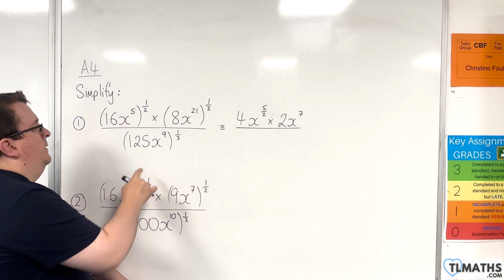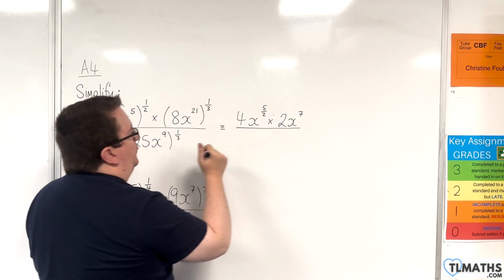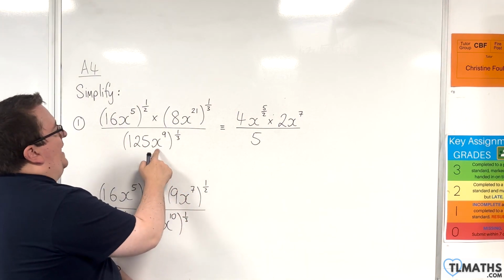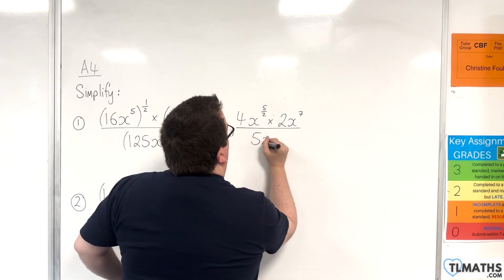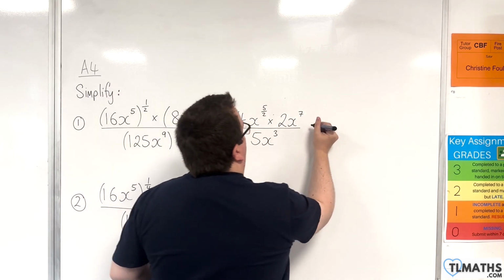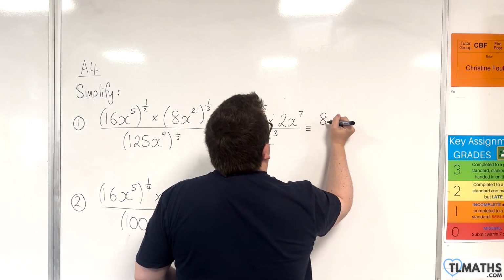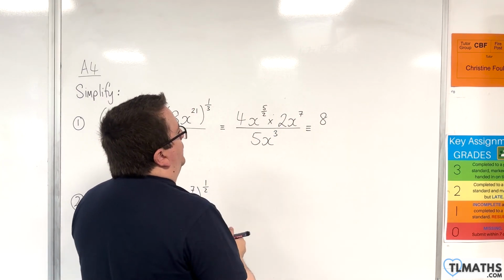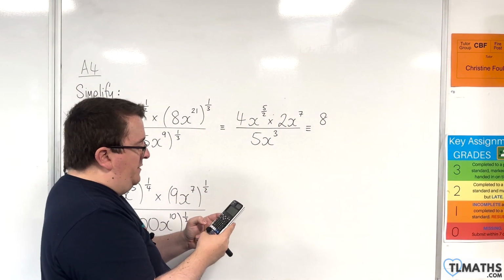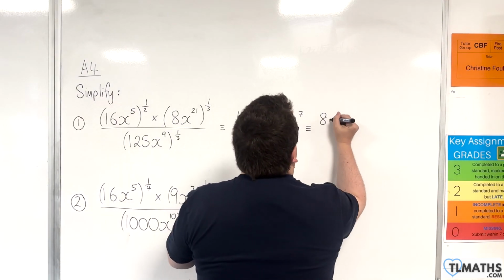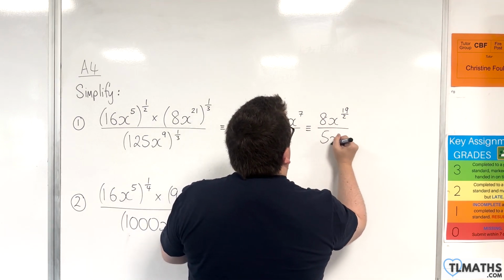Over, in the denominator, we have 125 to the power of a third. So the cube root of 125 is 5. Then x^9 to the power of a third. 9 times a third, or 9 divided by 3, is 3. So x cubed. So we have 4 times 2, so 8. Then we've got x to the 5 halves times x^7. So we want to add 5 halves and 7 together, and that's 19 halves. So x to the 19 halves over 5x cubed.